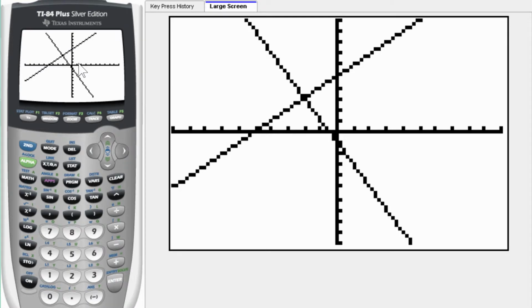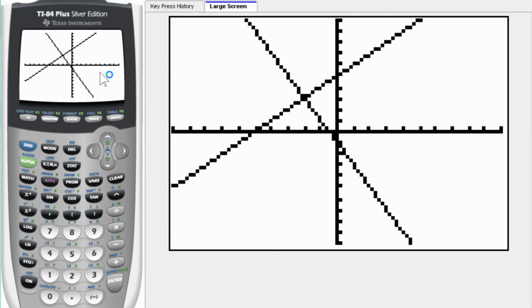Now I'm zoomed to the standard window, but if you're not, you can zoom or change your window. As you can see, these two lines intersect right here. Now, you never want to try and just eyeball where that ordered pair is. You can use your graphing calculator to find out that exact point.